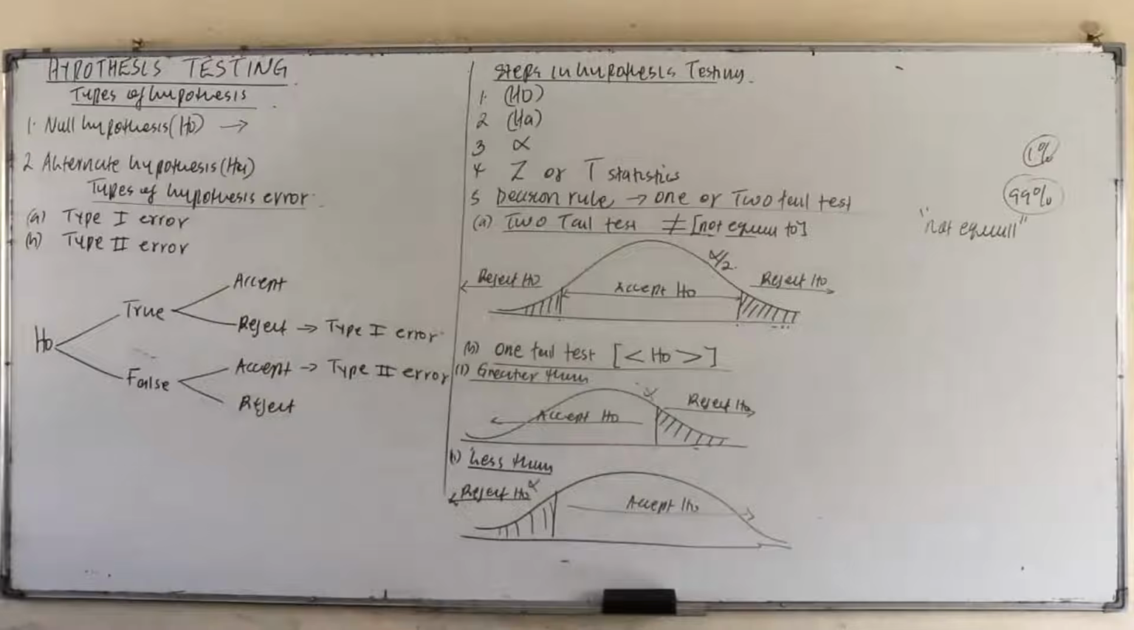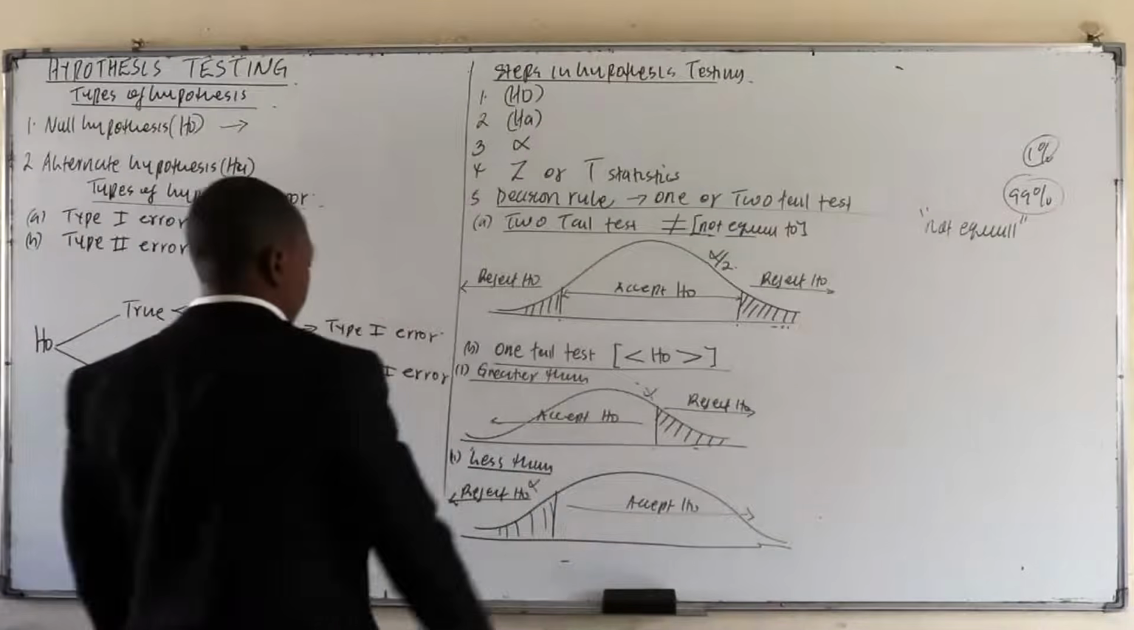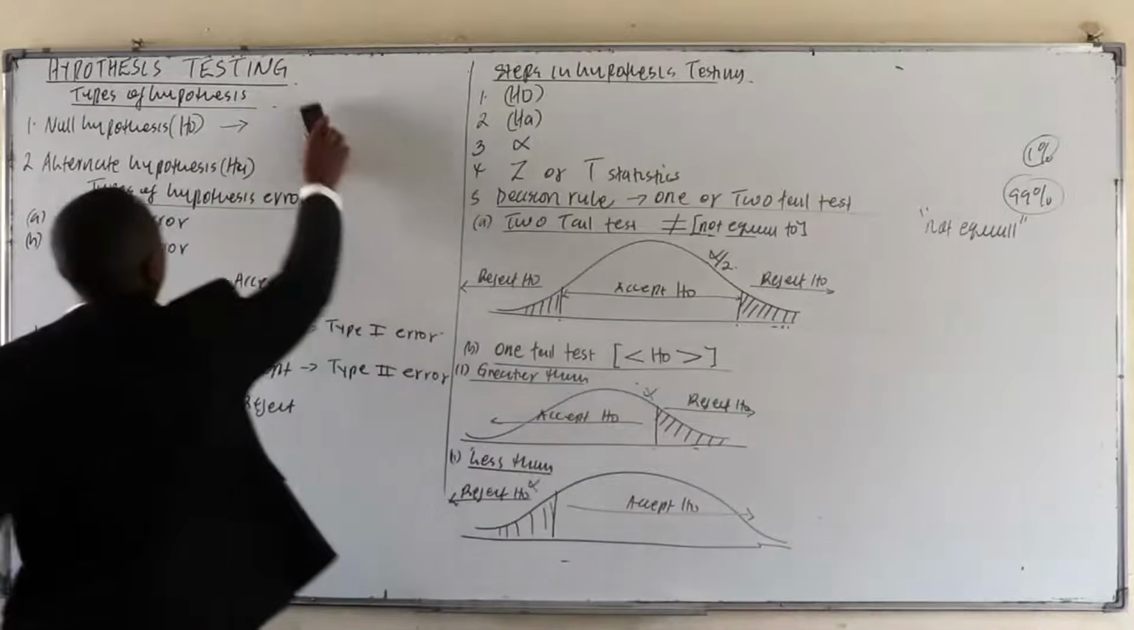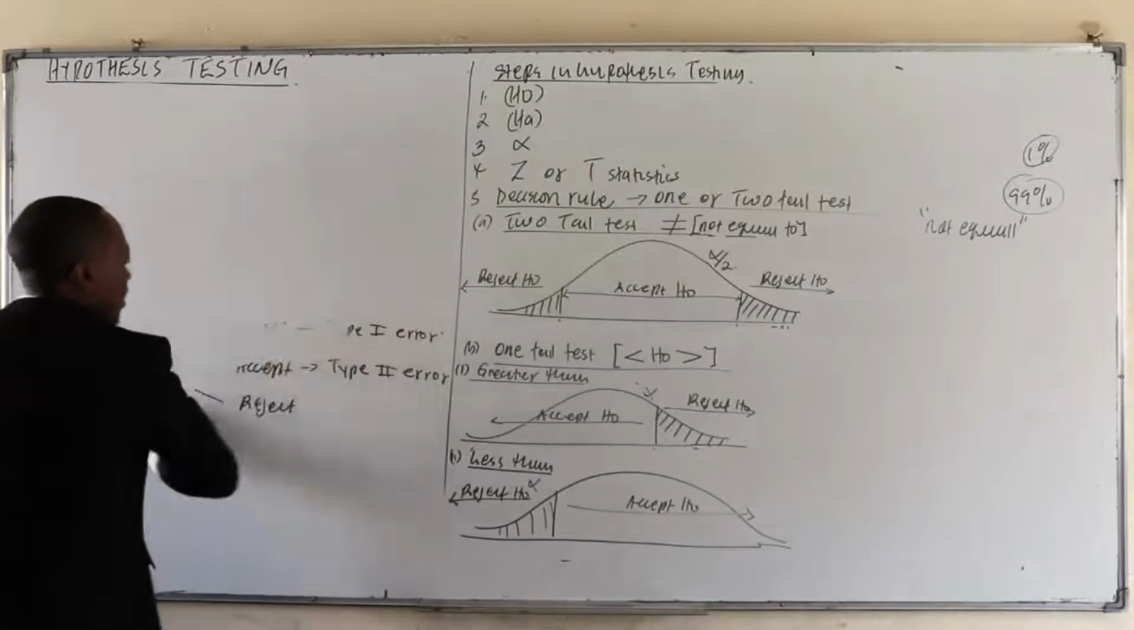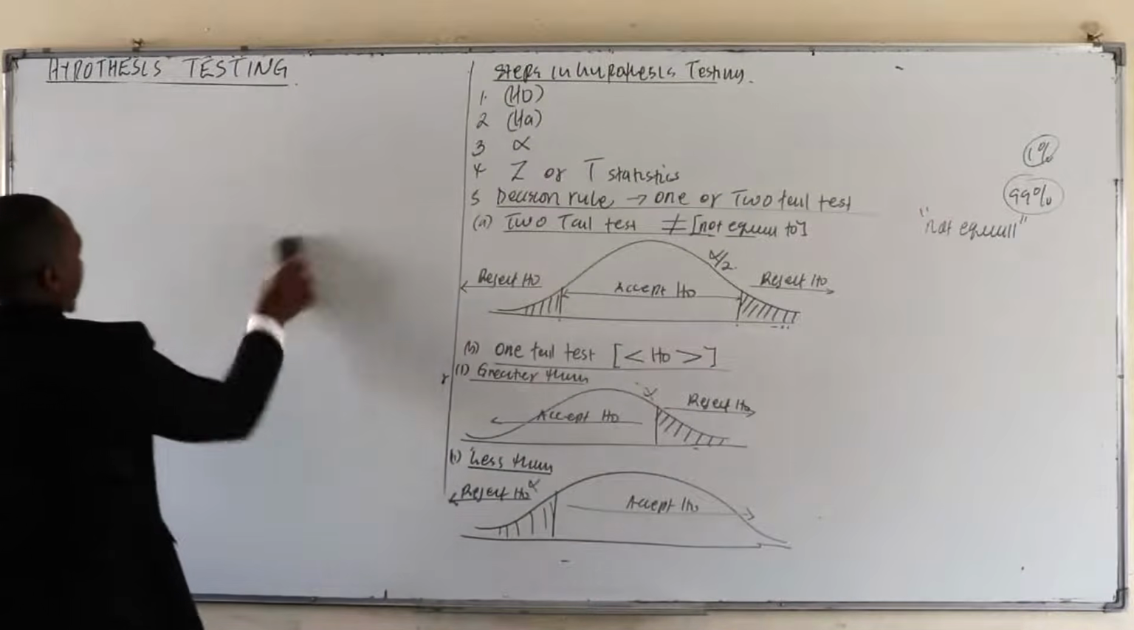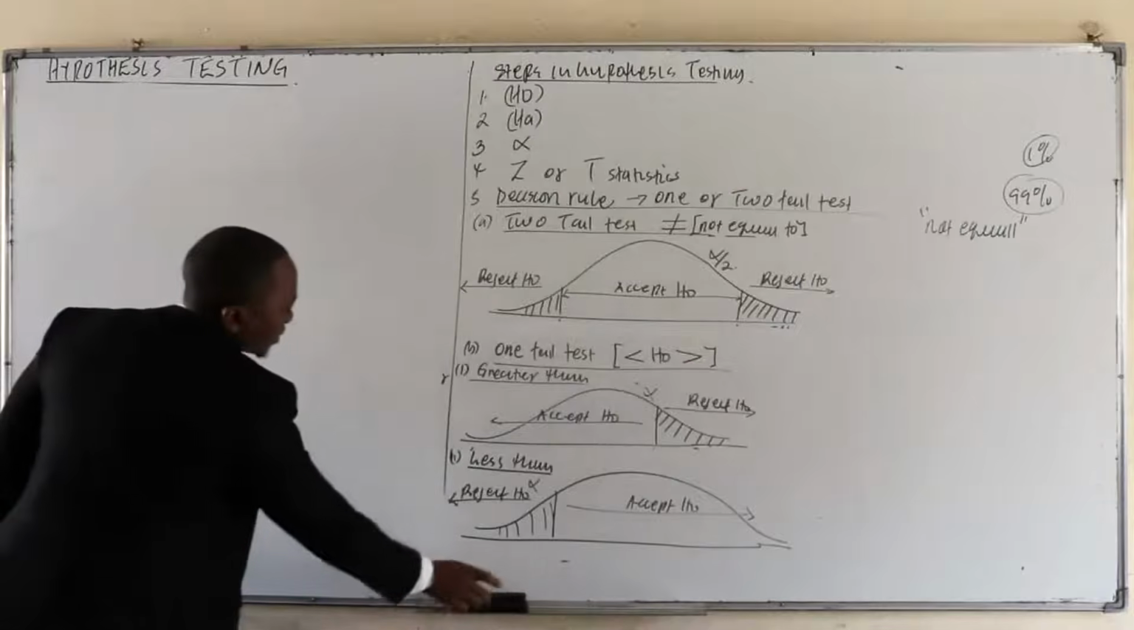So that was step number 5. Now, lastly, step number 6: accept or reject the null hypothesis.